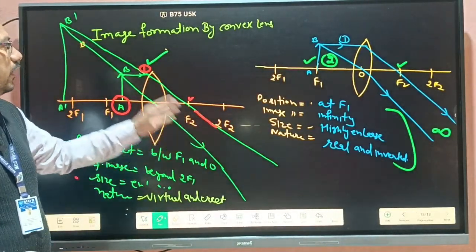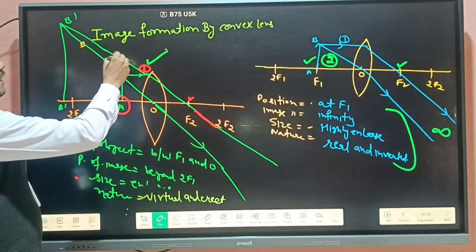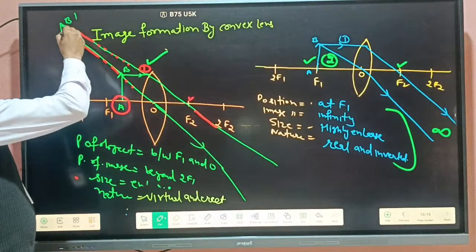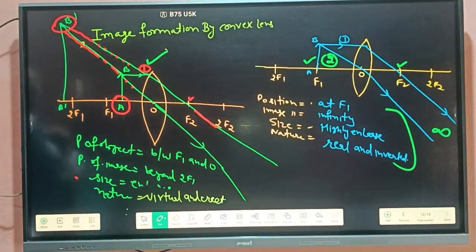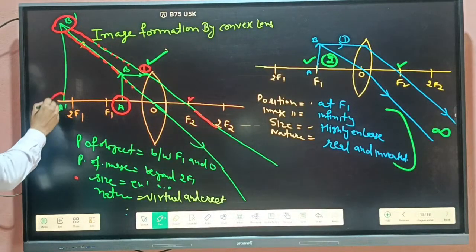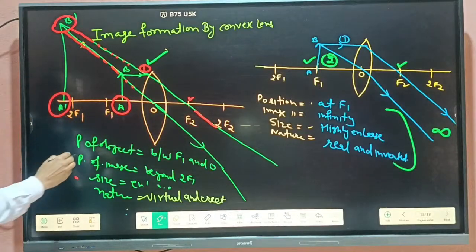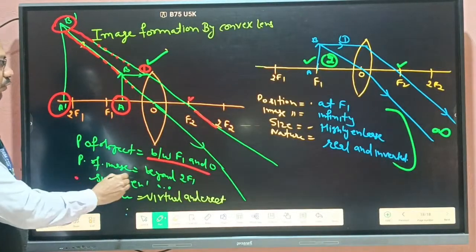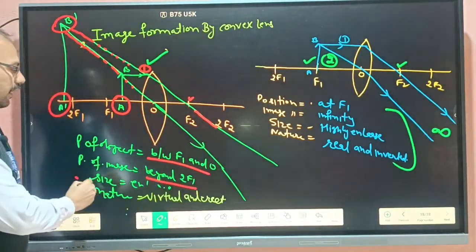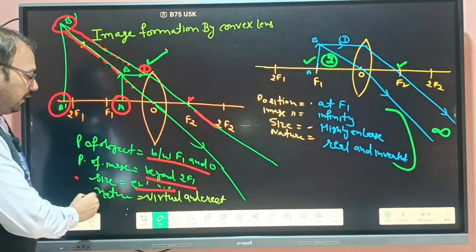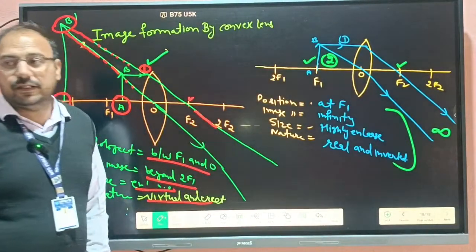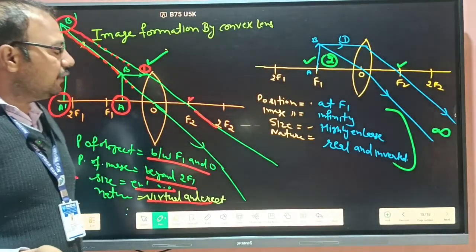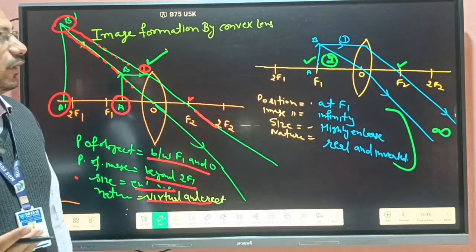So we extend them backward, and the extended lines cut beyond 2f1. Here they cut, and the image forms beyond 2f1. So the position of the object is between f1 and O, the position of the image is beyond 2f1, the size is highly enlarged, and the nature is virtual and erect. In the next part, we study image formation by the concave lens.